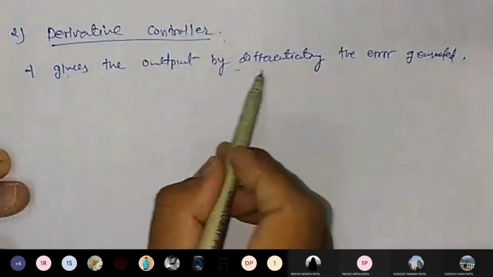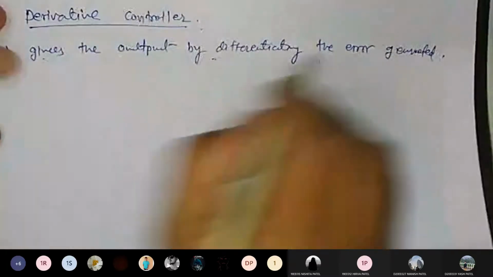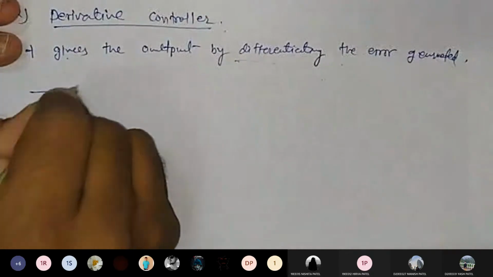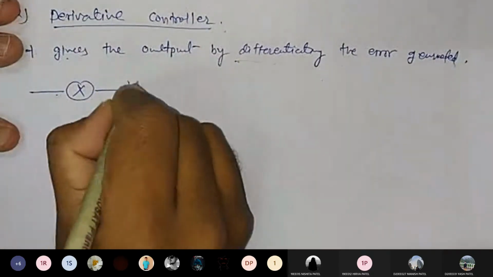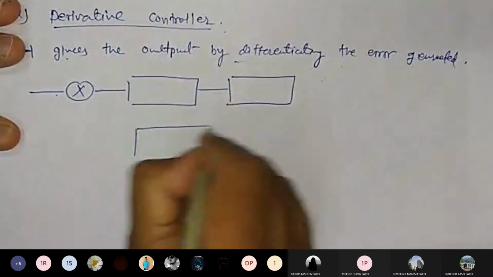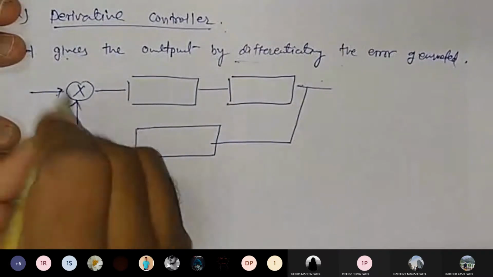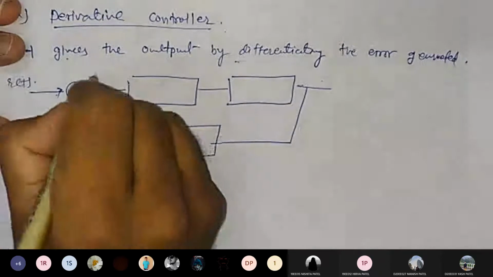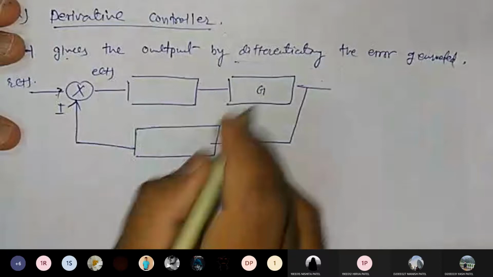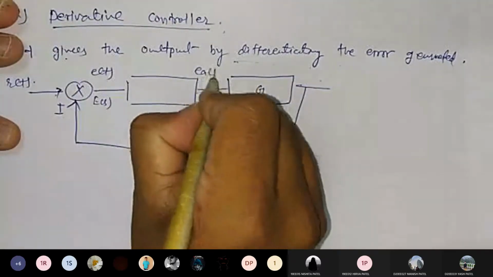It gives the output by differentiating the error generated. What does that mean? I am redrawing over here again. We will be having a controller over here, G(s) over here, and H(s) over here. I am writing in the time domain right now, so it will be R of t. We will be having E of t over here, and we will have G of t or G of s. So it will be E of s, and E of t.